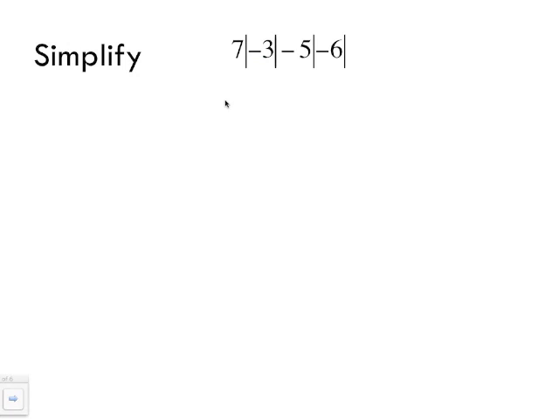Simplify the following. Now, what you've got to be careful with is how to read this. People will look at it and think it's a question that says 7 minus 3 minus 5 minus 6. No. In fact, I'm going to show you what this really means. This really means 7 is multiplied by the absolute value of negative 3, and this negative 5 here is going to be multiplied by the absolute value of negative 6.